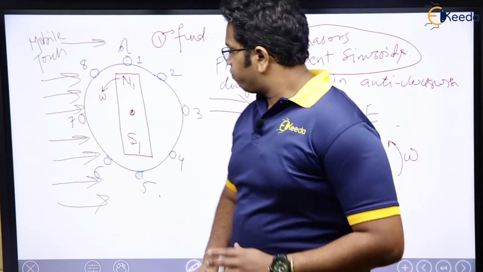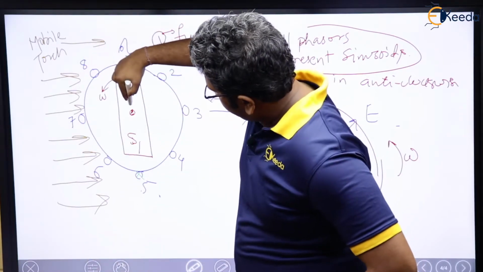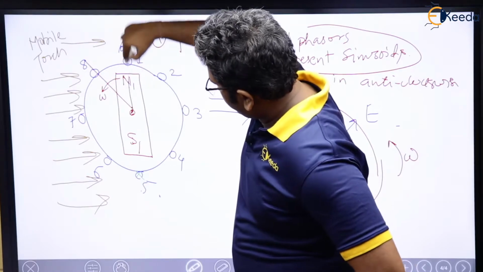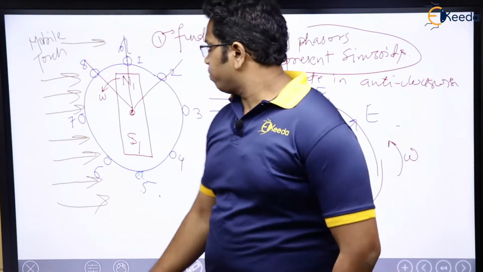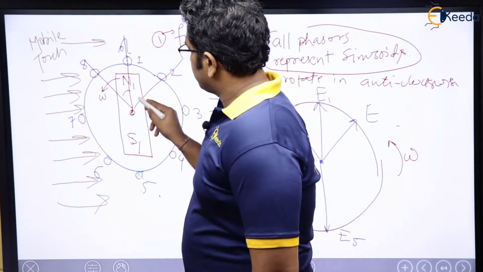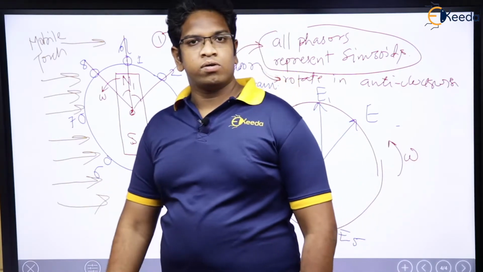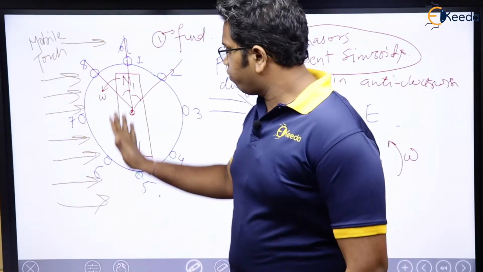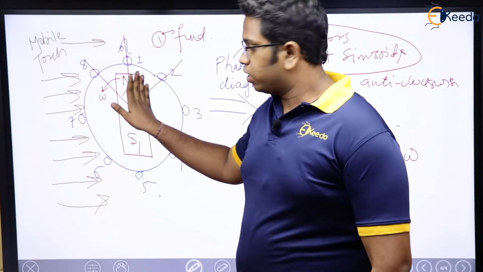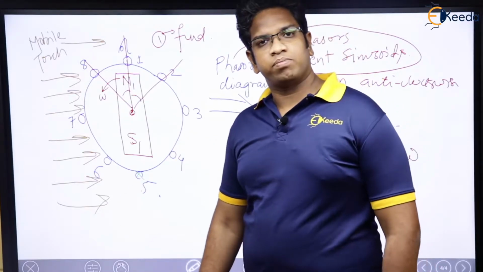Roughly, if you think of the angle between them, this and this one, what is the angle? Roughly, this angle is going to be 45 degrees, and this angle is also the same, 45 degrees. Now see here. When my field was here, E1 was maximum, right?